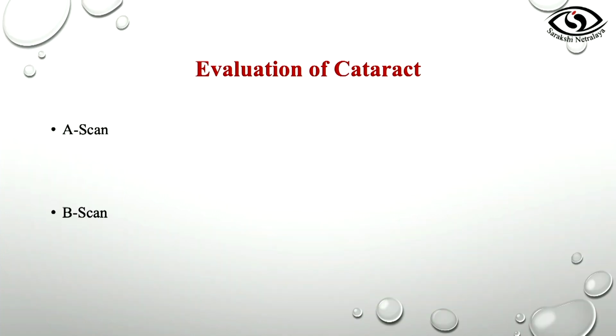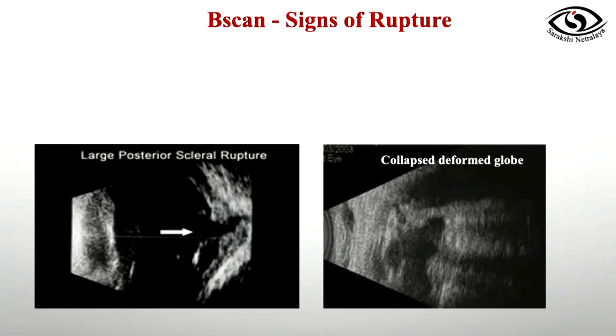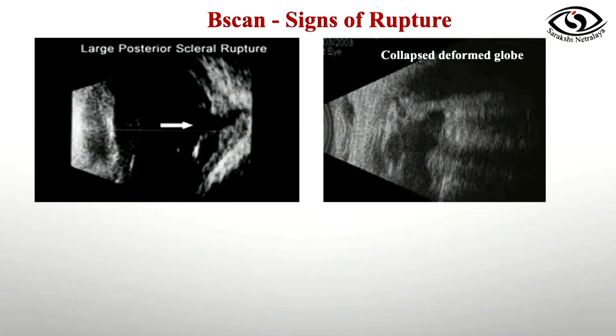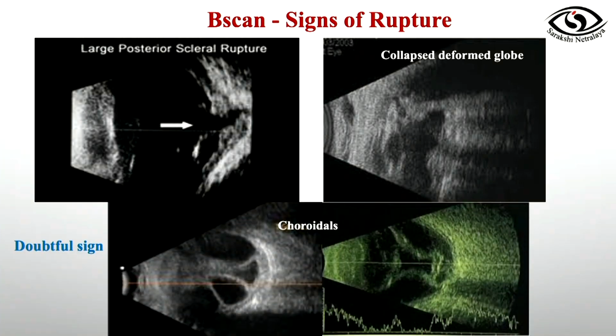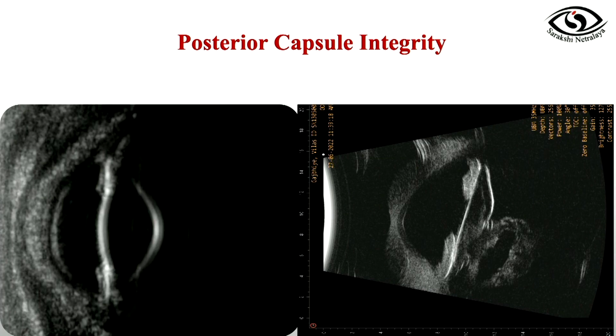Evaluation of a cataract, one of the most important things is whenever you don't see the fundus, do a B scan, and you might be pleasantly or sometimes shockingly surprised to see a posterior scleral rupture even in a white eye. Or sometimes you have a choroidal or a retinal detachment, a lens drop, a foreign body associated with a cataract. Most importantly, it helps you in assessing the posterior capsular integrity and define who is going to take care of this.